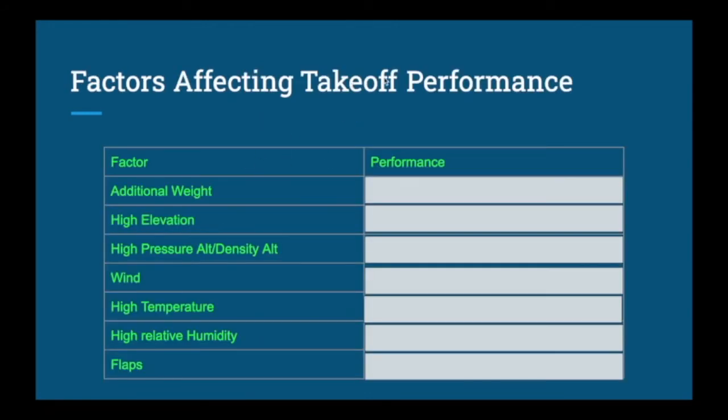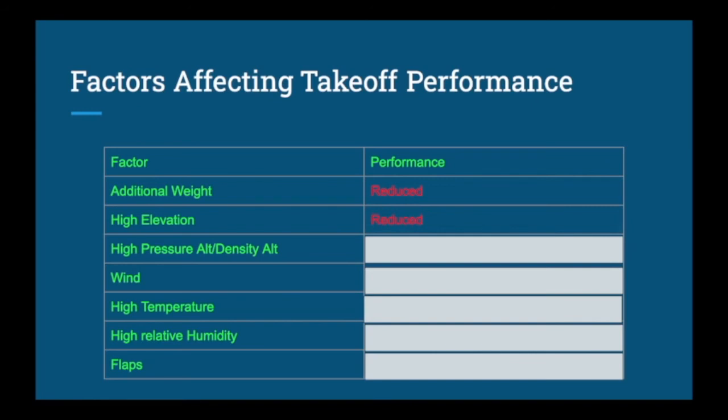All right, now we're going to talk about some of the factors affecting your takeoff performance, what's going to increase it and decrease it, and we'll go through each of these. If we have additional weight, it's going to be reduced performance, so it's going to take longer to take off. A higher elevation is going to reduce your performance because a higher elevation is going to have less dense air. We have less lift. It's going to take longer to produce lift and take off. A higher pressure altitude or density altitude is going to be the exact same thing.